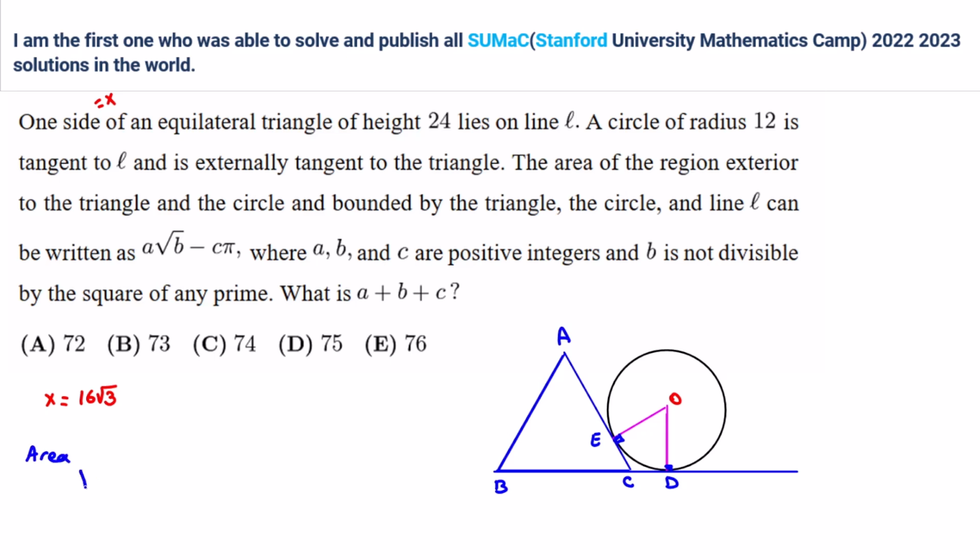Okay, so area of ECD is equal to area of OECD minus area of OEC, right? Okay.